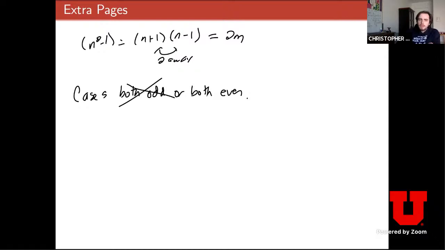And then that would imply what you're saying, right? Yes, because x is even and it's equal to this. So we know that n plus 1 is even and n minus 1 is even. Yeah, that's a perfectly valid way to prove it as well. Good question. Thank you.